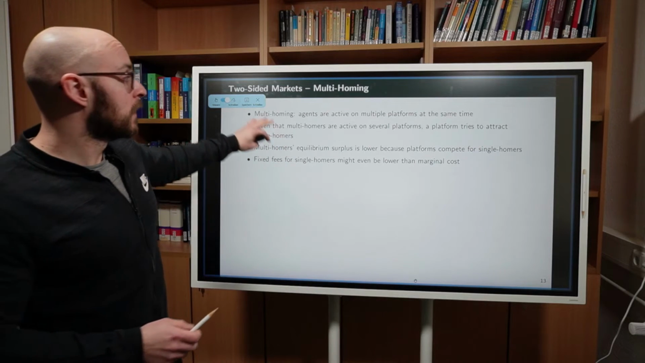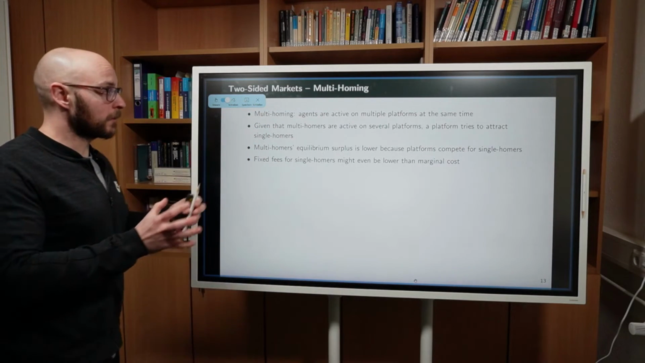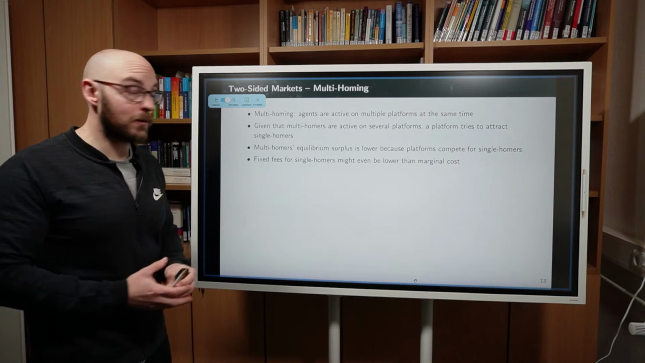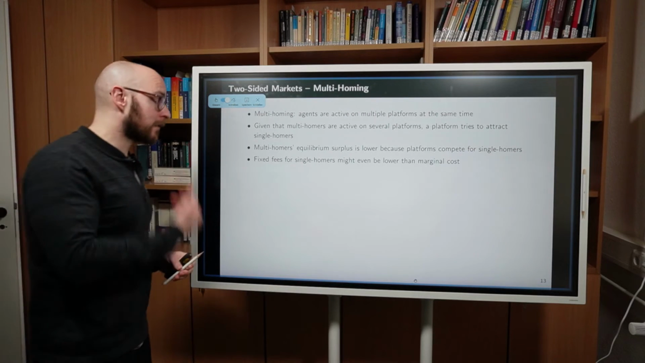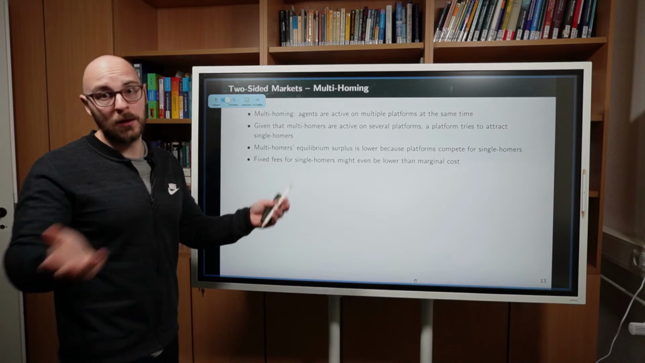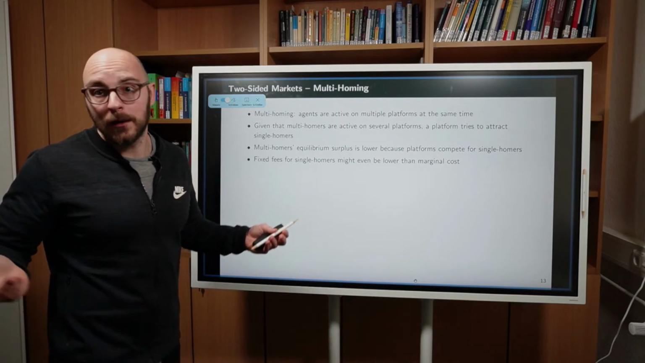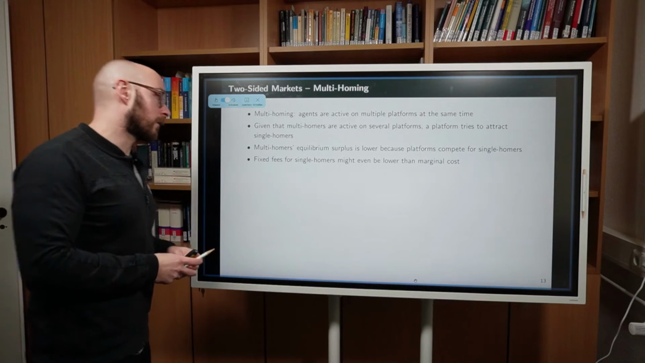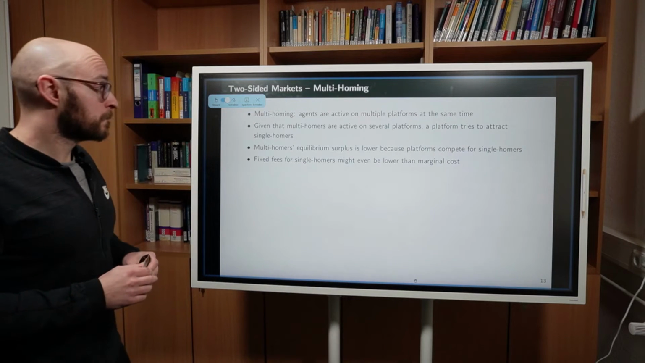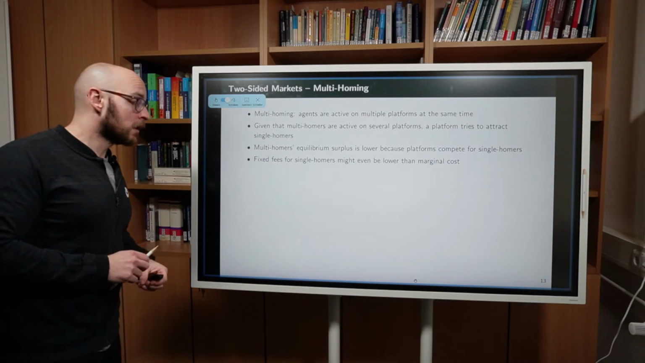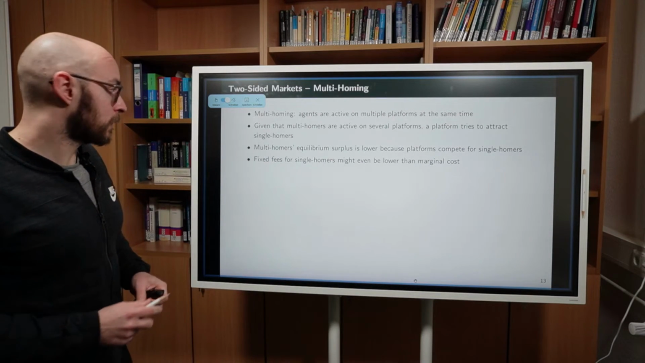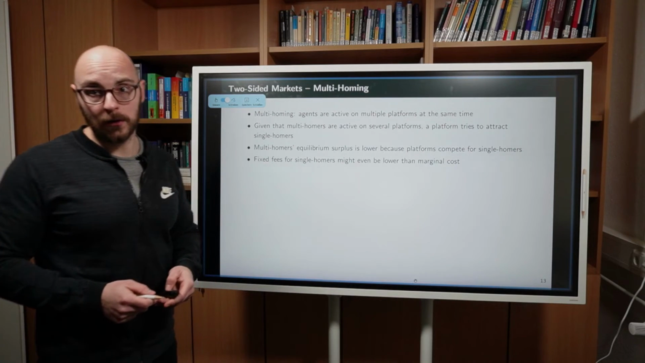And it's basically the case that the platforms want to get the single homers on board, ceteris paribus. Of course, it also depends on their degree of network effects, but ceteris paribus, it's more likely that the platform wants to attract the single homers, because the multi-homers will be on their platform anyway, right? So they have low cost of accessing the platform. That means that multi-homers will pay a little bit more, ceteris paribus, than single homers. And again, it might even be the case that the fixed fees charged to the single homers are lower than marginal cost.